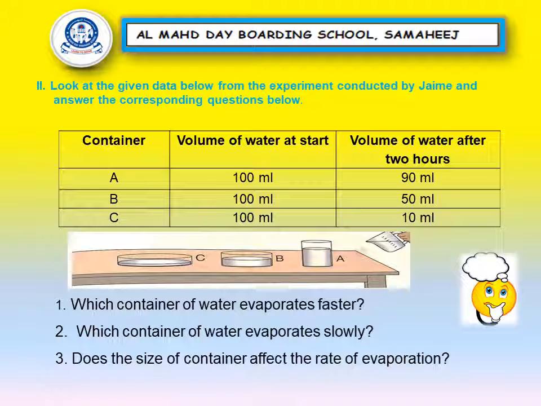Number 1, which container of water evaporates faster? Number 2, which container of water evaporates slowly? Number 3, does the size of the container affect the rate of evaporation?